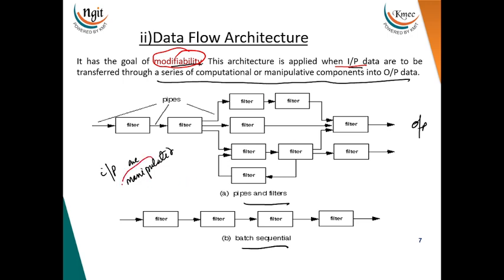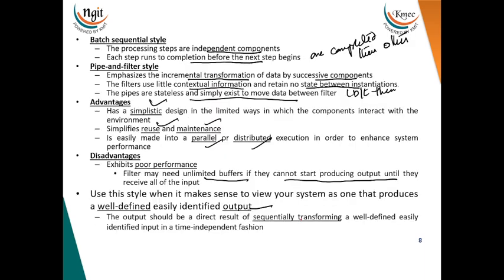Inputs are manipulated and you get an output, a series of manipulation or computation. A filter goes up, then the process, then you get an output. Then there are two types of data flow: pipe and filter, and the other one is batch sequential. So what is pipe and filter?